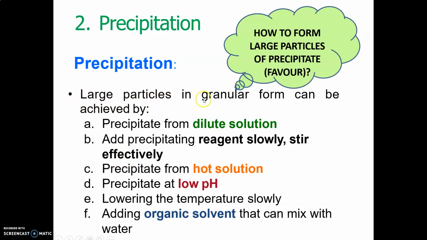So the large particle in granular form can be achieved by, first, you should precipitate from dilute solution. Okay, and then next you need to add precipitating reagent slowly and stir effectively. And then you need to precipitate from hot solution and at low pH. And you might sometimes need to lower the temperature slowly, or lastly add an organic solvent that can mix with water. So usually you need to remember at least 4 of these steps on how to form the large particle of precipitate.